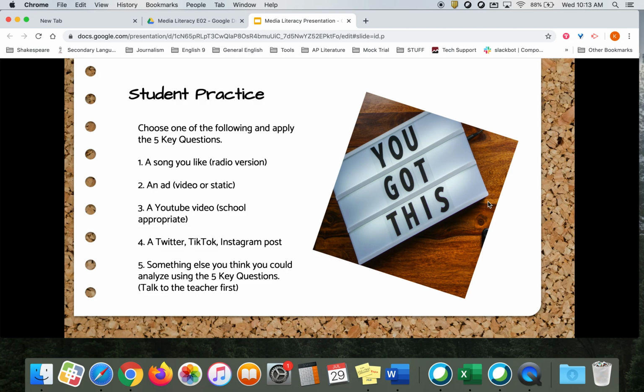Then the next thing is for students to actually practice on their own, or maybe in pairs, depending on the class constituency, but they get to choose something and then apply the key questions on their own. So going back to that scaffolded kind of, we did it as a large group, then they did it in pairs, and now they're more on their own or with one other person.